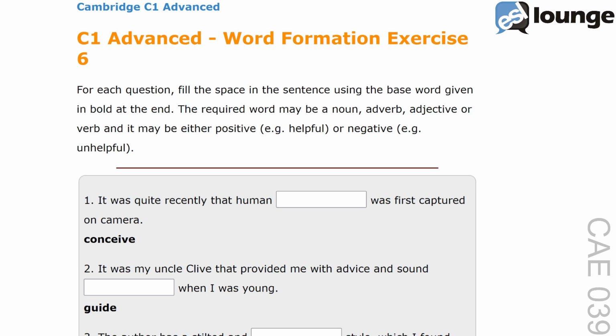Today we're working through C1 Advanced Word Formation exercise number CAE039. Let's start with number 1.